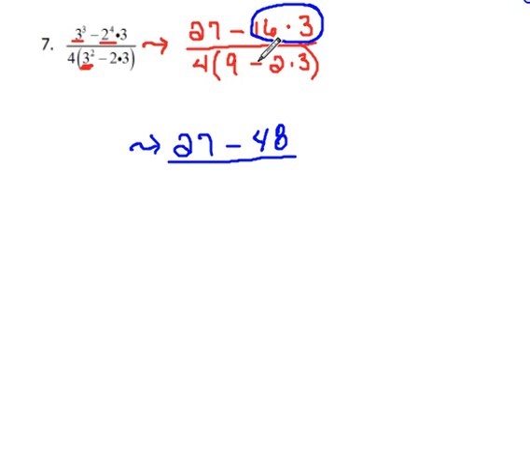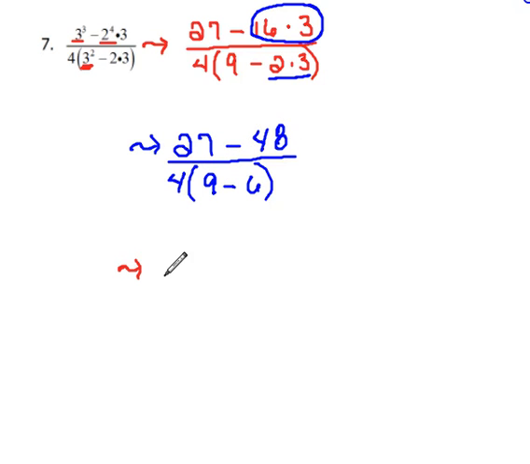And within the parentheses, again, we have subtraction and multiplication. The multiplication has to be done first. So this would be 4 times 9 minus 2 times 3 is 6. All right. So now again, let's look at the numerator and see what we can do next. In the numerator here, we have 27 minus 48.